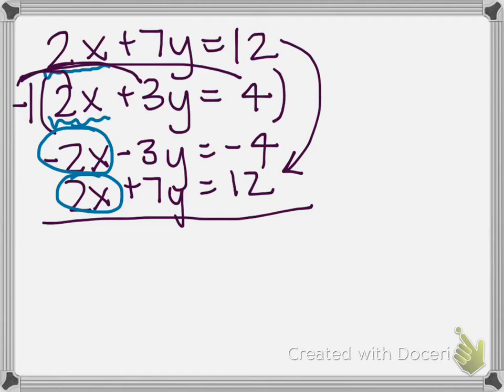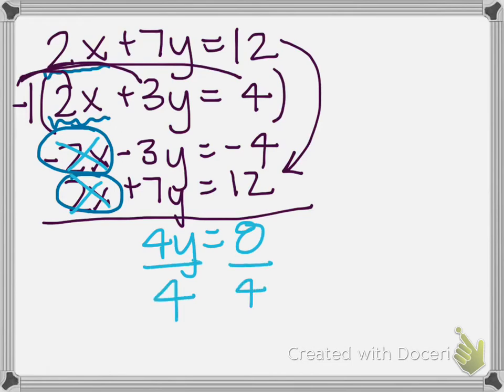So first, I'm going to change my color here, we'll go with teal. My -2x and my positive 2x cancel out, and now I have -3y plus 7y, so -3 plus 7 gives me a positive 4y equals, and now I have -4 plus 12. This is like 12 minus 4, which gives me 8. I'm going to divide by 4 on both sides to get y by itself. So I end up with y equals 8 divided by 4, which is 2.